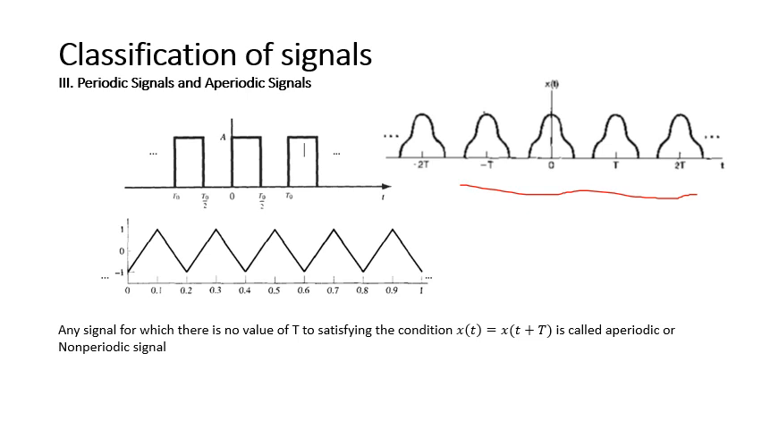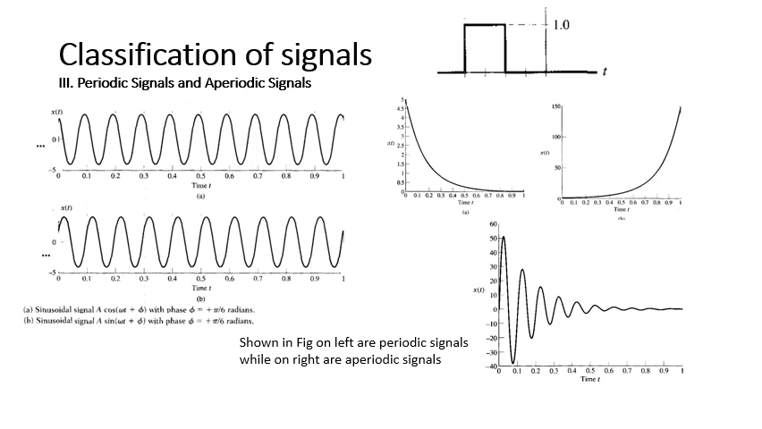Now any signal for which there is no value of T to satisfy the condition x of t equals x of t plus T is called an aperiodic or non-periodic signal. Again, some more examples. These are sinusoidal signals, right? The one on top, and this one shown is a cosine waveform, and it's a periodic signal. And again we have the sine waveform here, which is an example of a periodic signal.